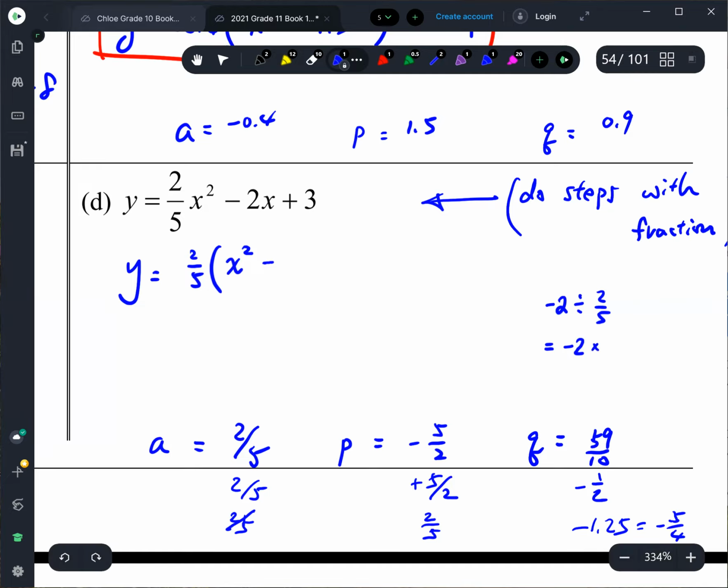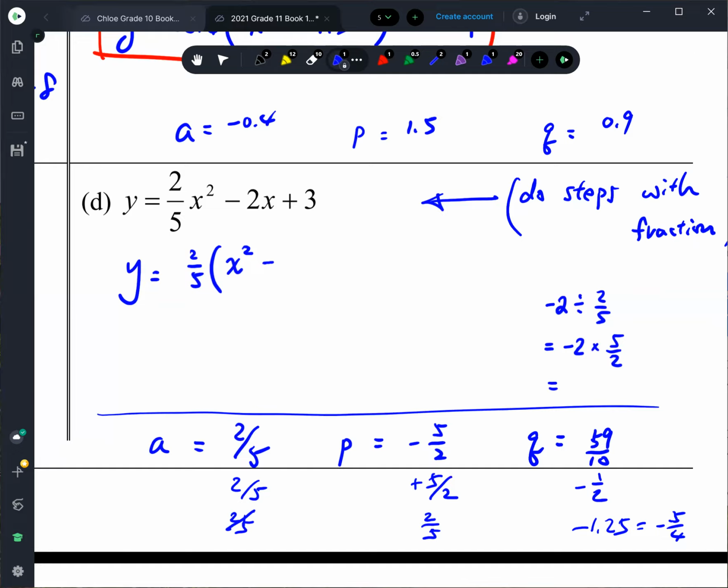And then what? Multiply 5/2. Yeah, you need to flip, okay? How do you multiply now? So -2 multiplied by 5 is -10, and then over 2. Yeah, -10/2 is -5. Okay? Not 1/5. So -5x. Got it? Yeah.